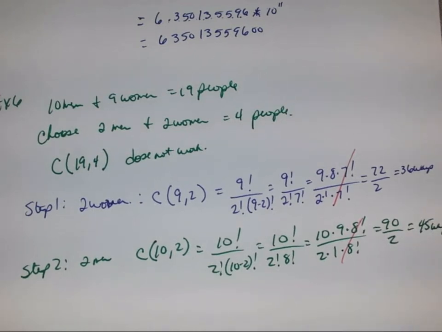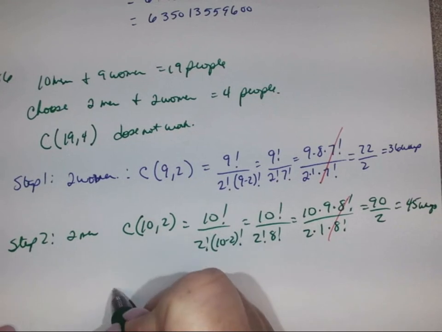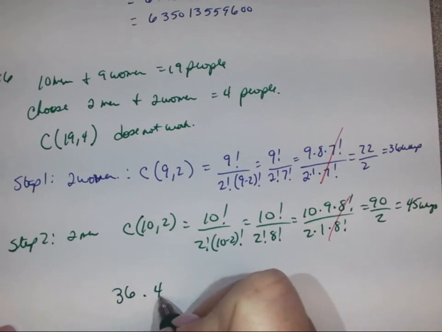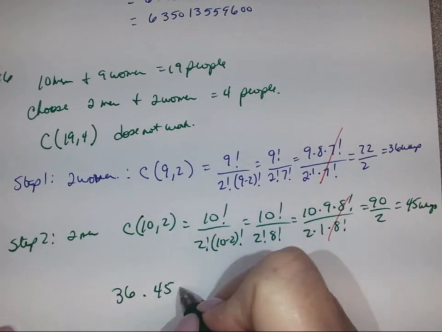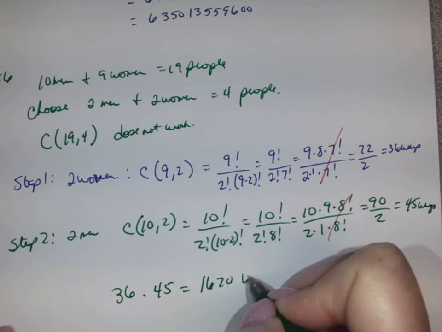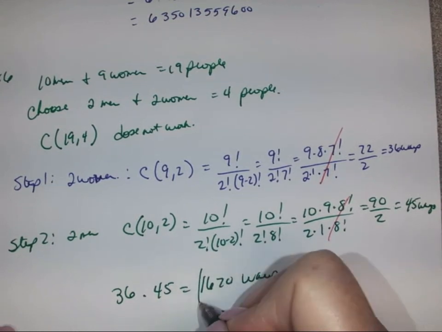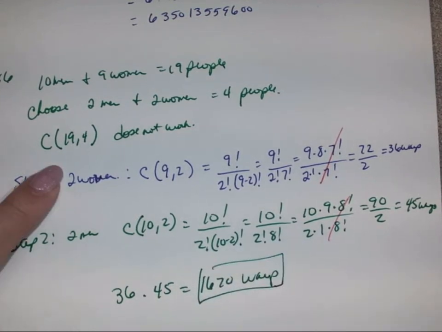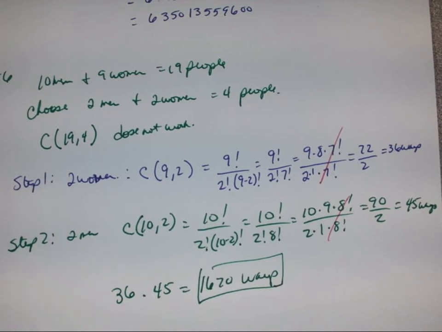Now, what you're going to do is multiply 36 ways times 45 ways, and you'll get 1,620 ways. So that is your total. You'll have to take this one and multiply it by that one.